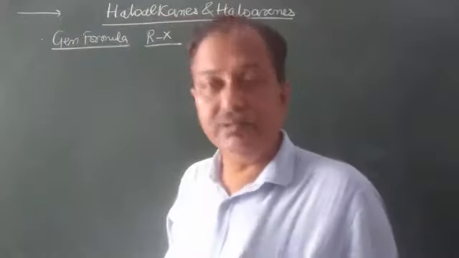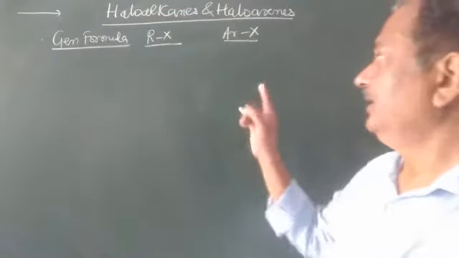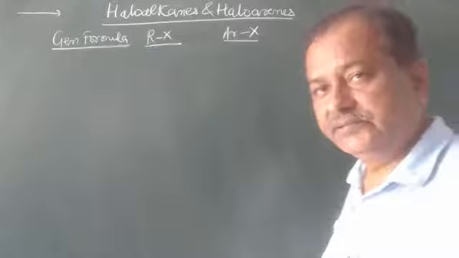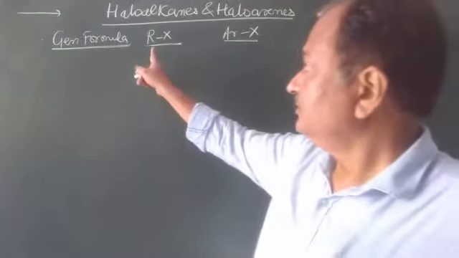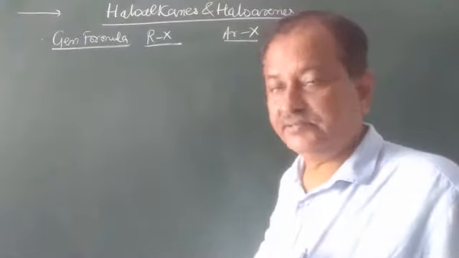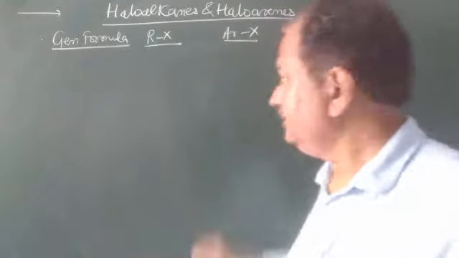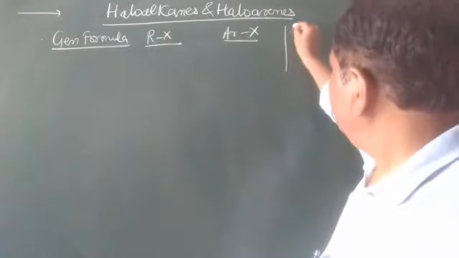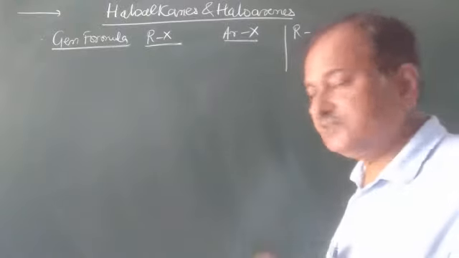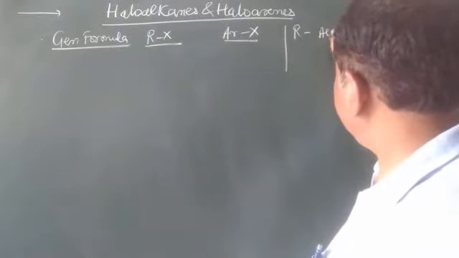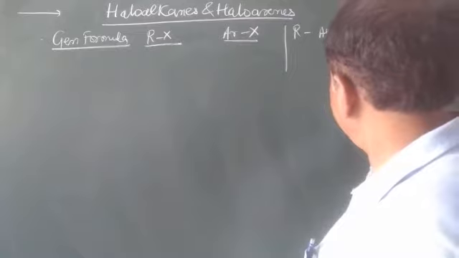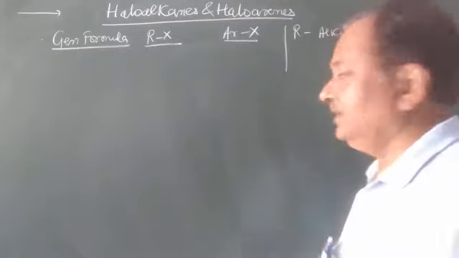In this video, you will see a very important part: haloalkanes and haloarenes. Haloalkanes have the general formula RX. Haloarenes have the general formula ArX. Here R stands for the alkyl group.